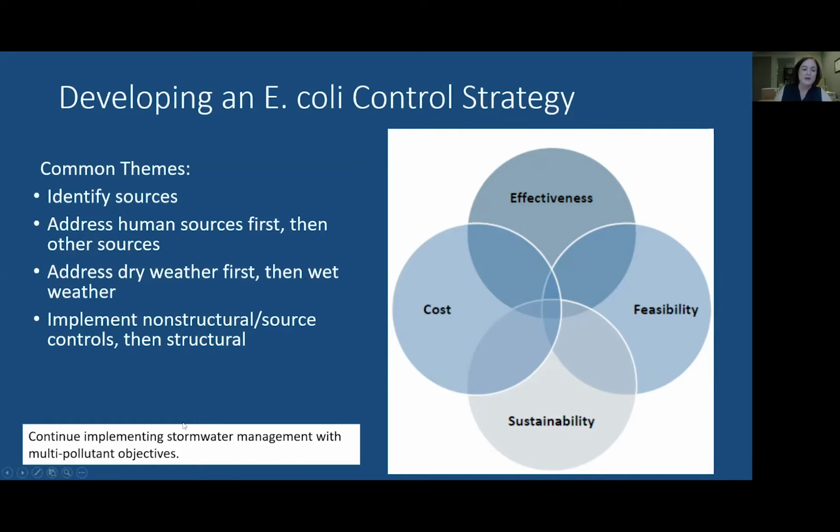And then I also want to just clarify that I'm not in any way saying that we don't need to implement stormwater management with multi-pollutant objectives in our watersheds. We definitely need to be doing that. Just in terms of E. coli strategies, I think the starting place is dry weather.